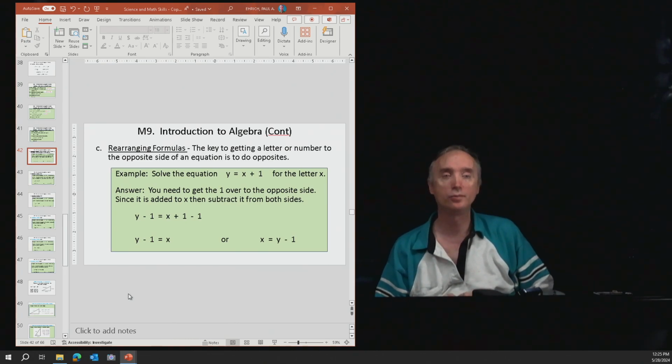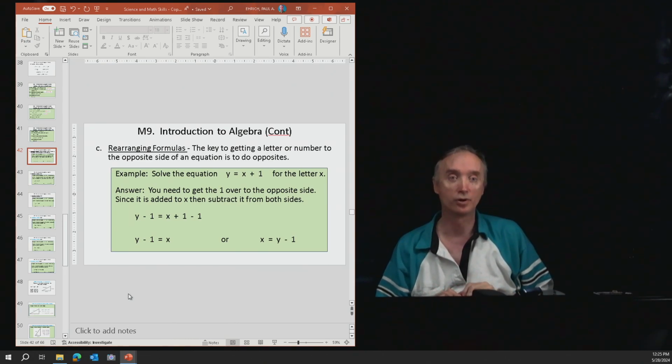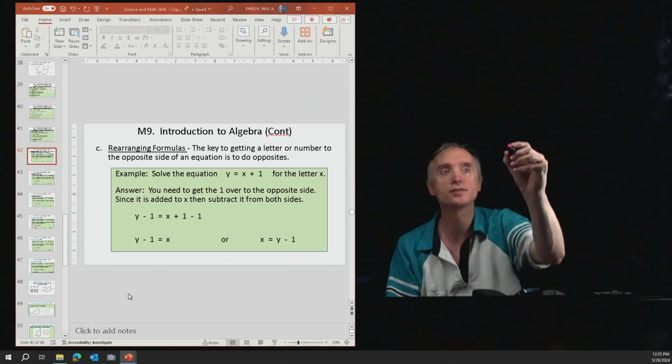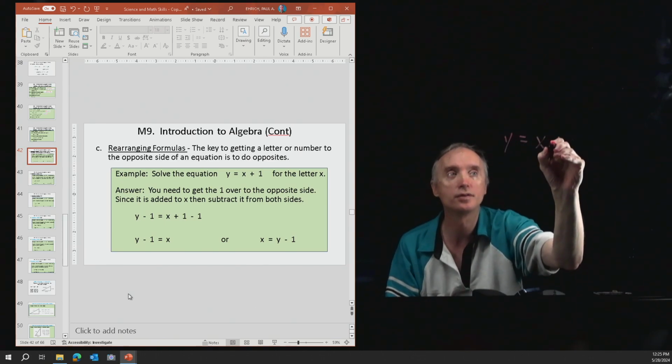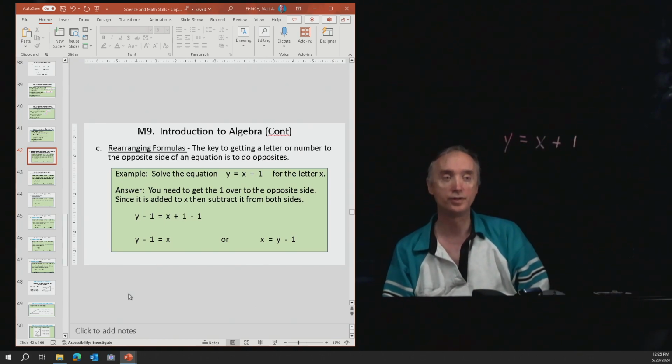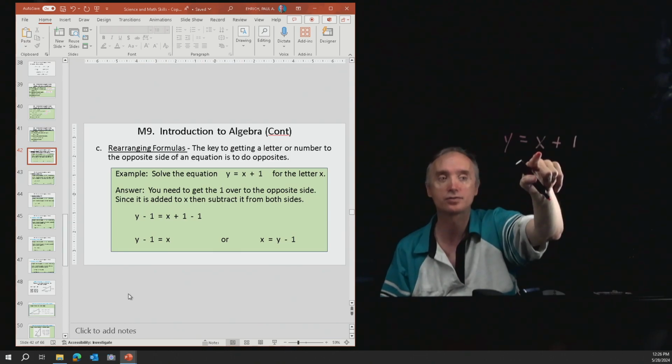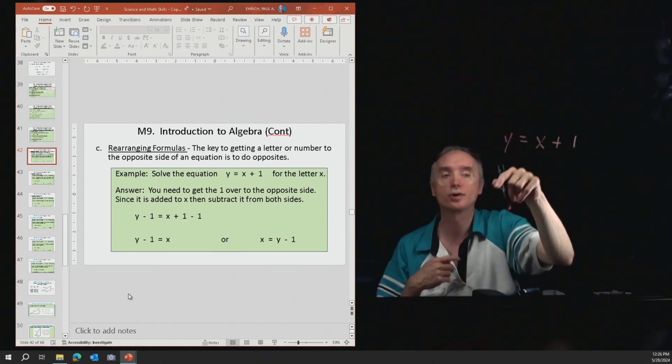All right, now we're continuing talking about algebra, and one of the primary uses of algebra is to be able to rearrange a formula. And in order to do that, we have to do opposites. So in our first example, we're going to say that y is going to be equal to x plus 1. And our goal is to get the formula to say x equals something. So we need to isolate the x. And in order to do this, we're going to do opposites.